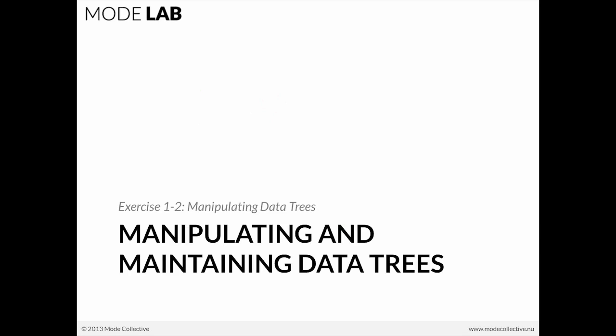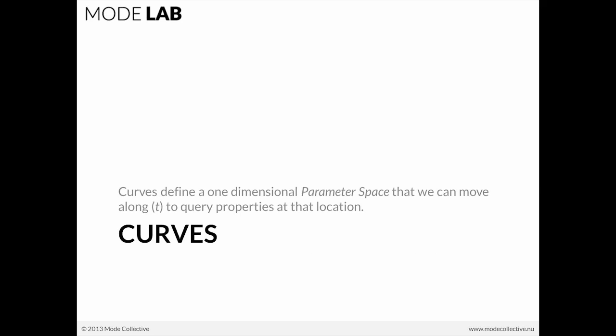We've built up our own data structure. We've worked within the context of another data structure that was predefined. Now we want to talk about manipulating data structures and maintaining them across a certain set of actions within Grasshopper, right? So the geometry type we'll be working with here is going to be curves.